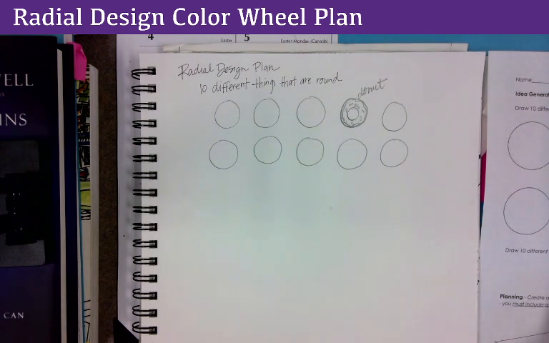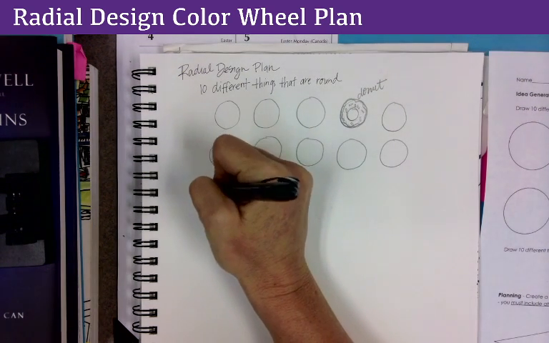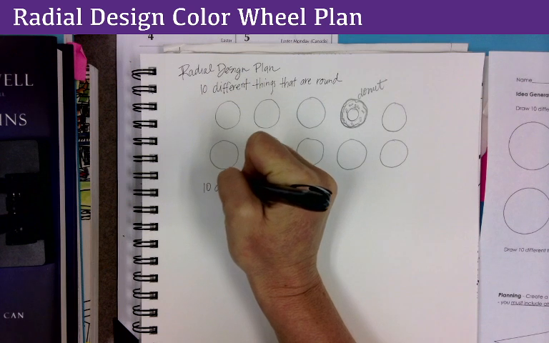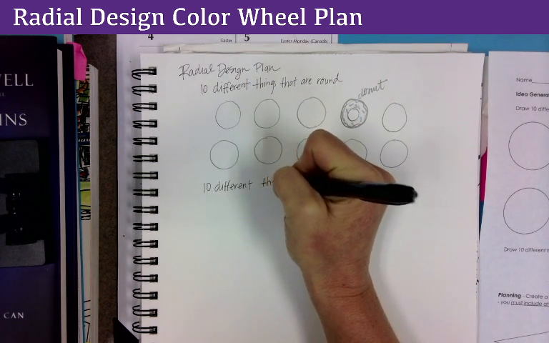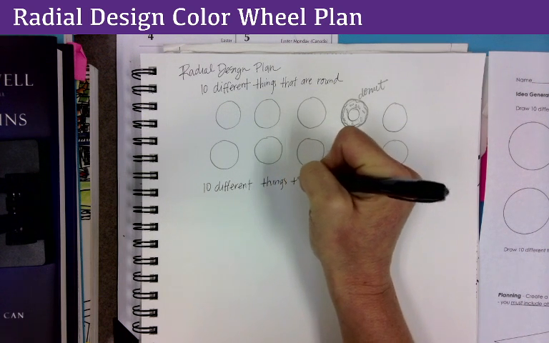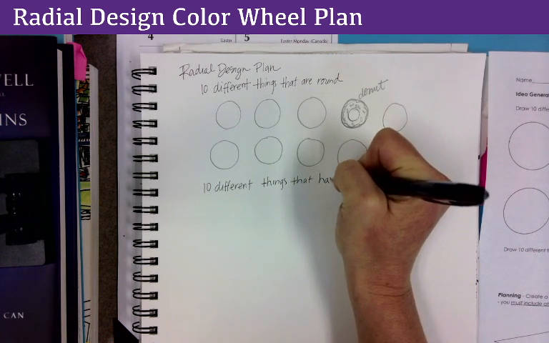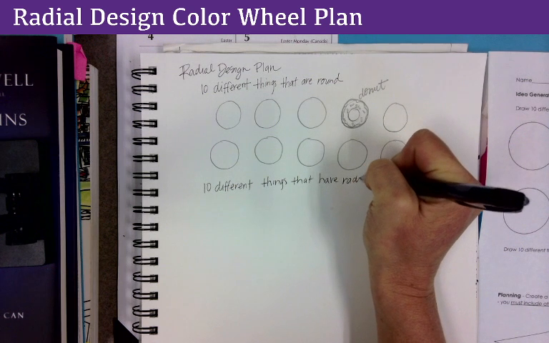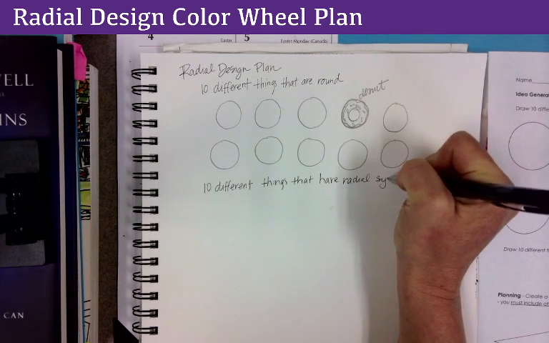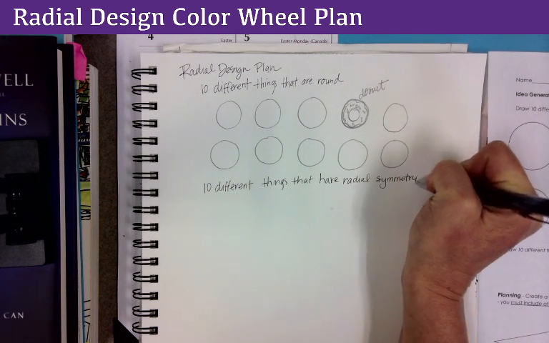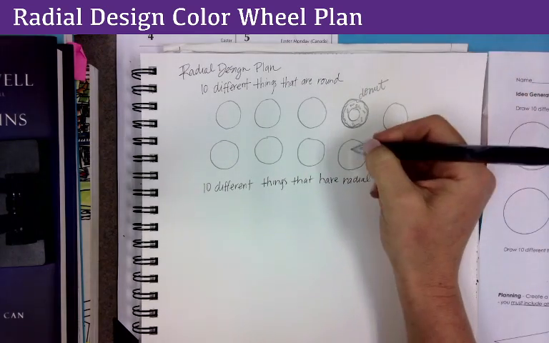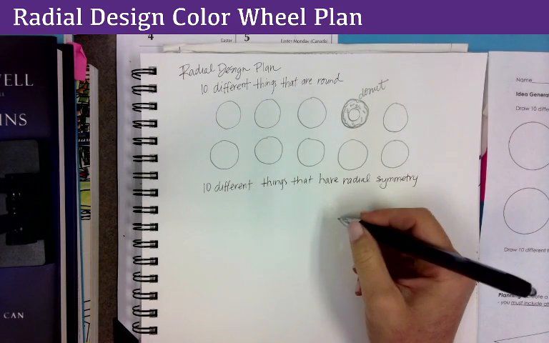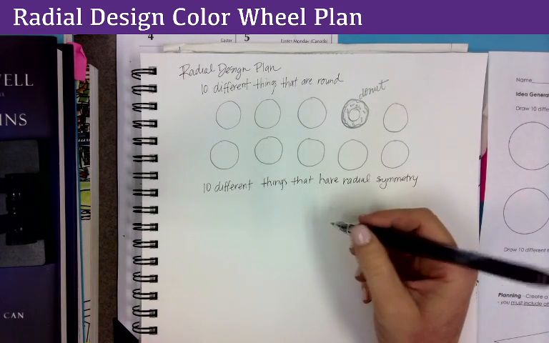Then the next thing you're going to do is draw 10 different things that have radial symmetry. Now there might be some overlap here. Let's say for this one you drew a flower up here. You wouldn't draw another flower down here. You have to find something different.